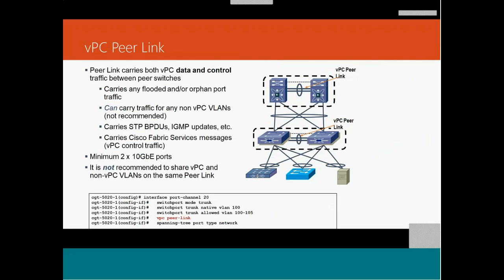All right. So vPC peer link. Now this is the port channel that we configure between both the vPC peer devices. What this does is they carry the STP BPDUs, IGMP updates, and all the information. The CFS-based messages also run over this vPC peer link. So in all, the vPC peer link carries both the data and the control traffic for the peer switches. Generally, it can carry the non-vPC VLAN traffic, but it is not recommended to do that.